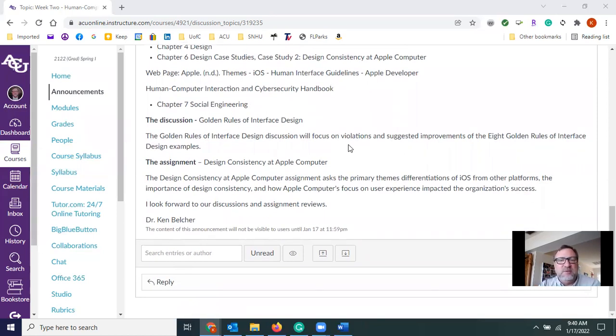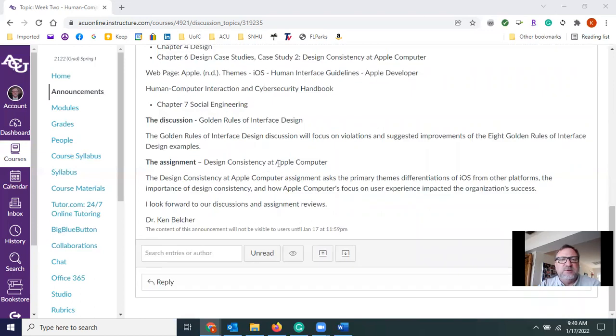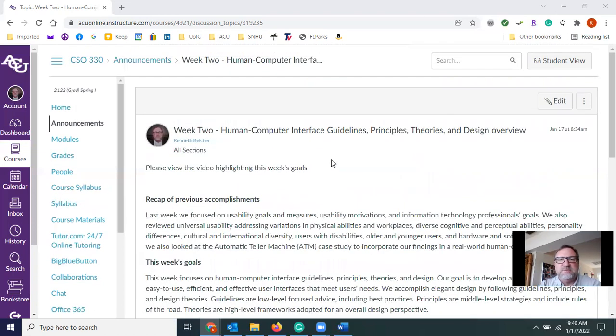The assignment will look at the Apple Computer design consistency, and you'll discuss the primary differences between iOS and other systems such as Windows and Unix. You can even look at Droid, and how that design consistency is important for Apple and how they're doing well with their organizational success. Again, as you go through the discussions and assignments, they're pretty straightforward research, but make sure you're looking at the rubrics and following the rubrics as you submit the assignments.